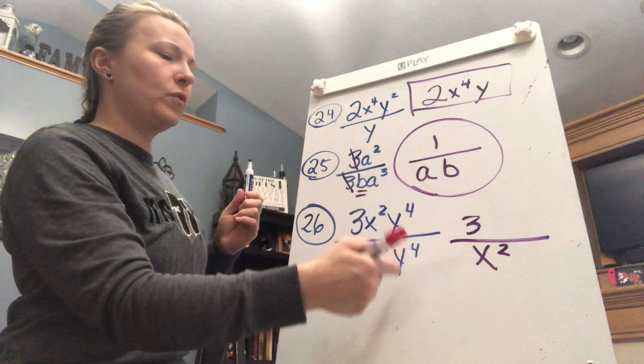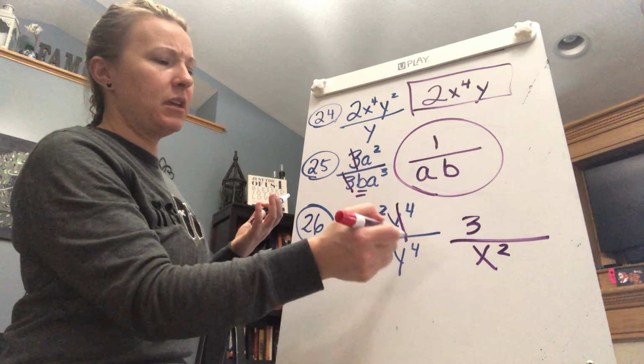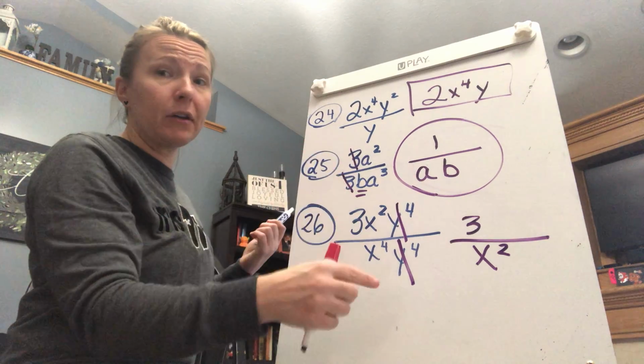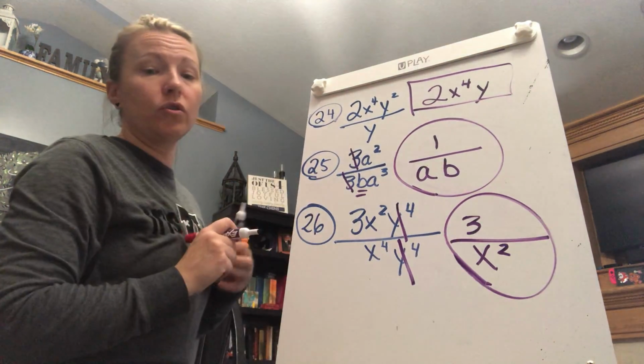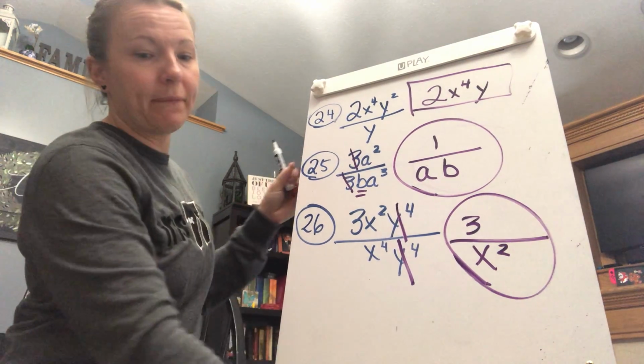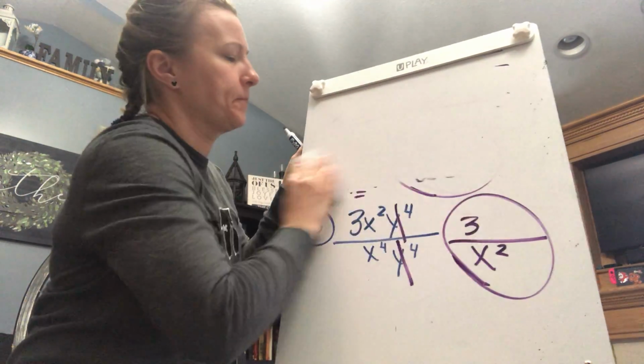And then y to the 4th and y to the 4th are the exact same thing, just like numbers. When the numbers cancel out, if you have the exact same exponents on the top and the bottom, they cancel out too. And that's all you get for that answer. Okay, almost done. 4 more.